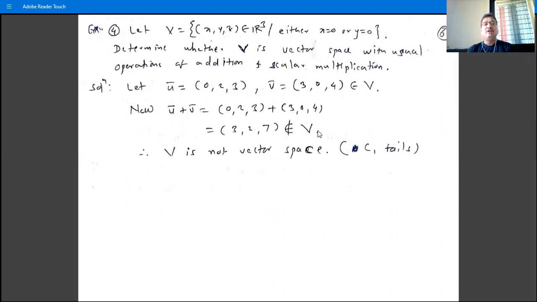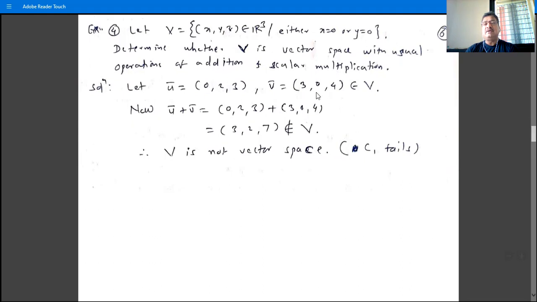The addition of every two elements of V does not belong to V. We have two elements of V, such as these two, such that their addition does not belong to V, and therefore V is not a vector space, because property C1 fails. Or we say that V is not a vector space because V is not closed for addition.